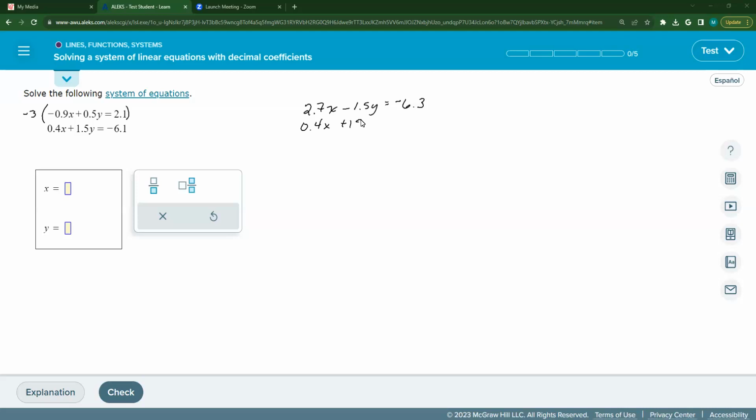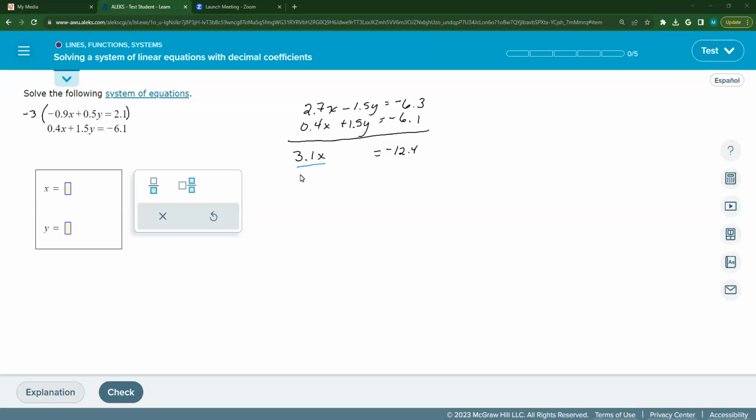And then I'm going to write the other equation exactly like I see it. Plus 1.5y equals -6.1. Now, because I have the signs opposite in here, I'm just going to add down. So just combine straight down. And I have 2.7x plus 0.4x is going to be 3.1x. These are going to cancel out, so I'm not going to have a y. And then -6.3 and -6.1, they're the same sign. I'm going to add them together and I'm going to get a -12.4.